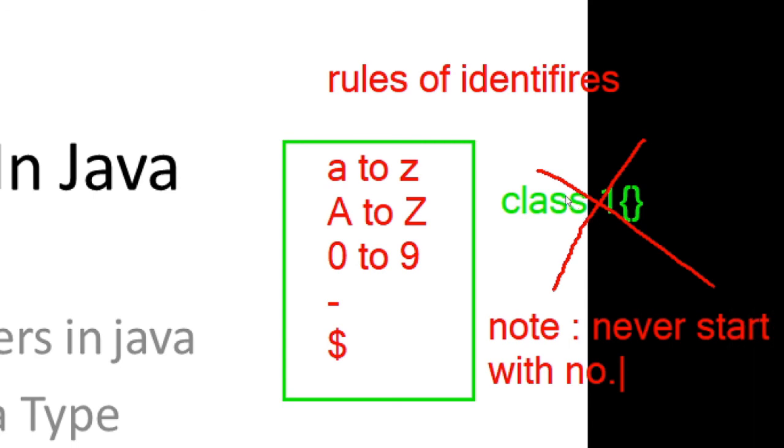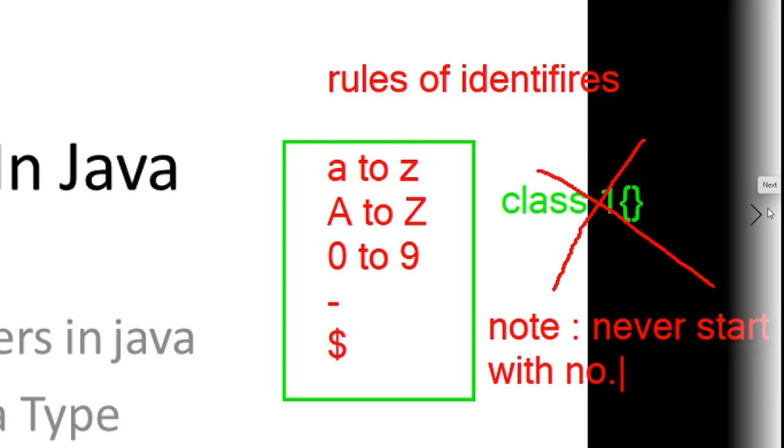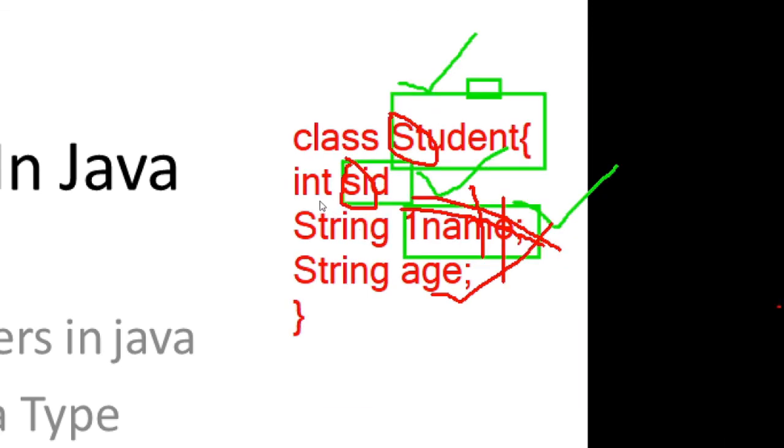We've seen one interesting point: can an identifier start with a number? No, never. Identifiers never start with numbers. So again we see here whether this identifier is right or wrong. This one is wrong, this one is right, and this is wrong because it starts with a number.